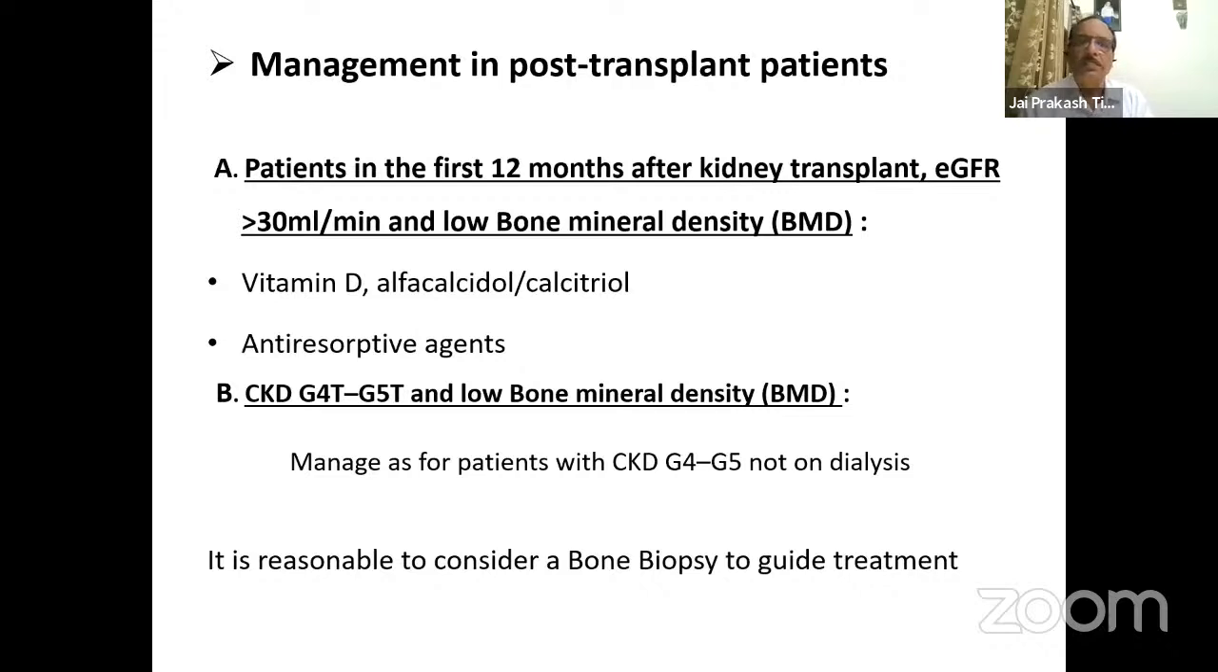What we are discussing now is the patient after transplant. In the first 12 months after kidney transplant, if eGFR is more than 30 ml per minute, with low bone mineral density, use vitamin D, alfacalcidol and calcitriol depending on the GFR, and anti-resorptive therapy, as we have discussed regarding the GFR. In late stage CKD, stage 4 and 5, with low bone mineral density, manage as for a patient with chronic kidney disease stage 4, 5, with Denosumab, as we have discussed now. It is reasonable to consider bone biopsy to guide the treatment.